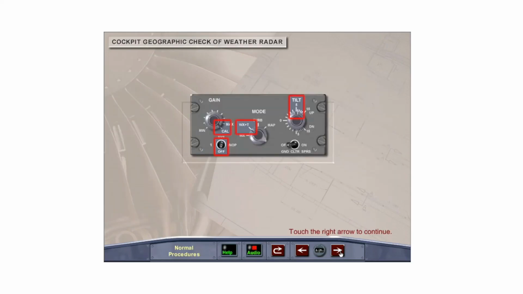During the cockpit geographic check of the weather radar, check that the radar is selected off as there is no standby or ground test feature. Check that the gain knob is in the calibrated position, the mode selector is in weather or weather and turbulence, and set the tilt to 5 degrees up.